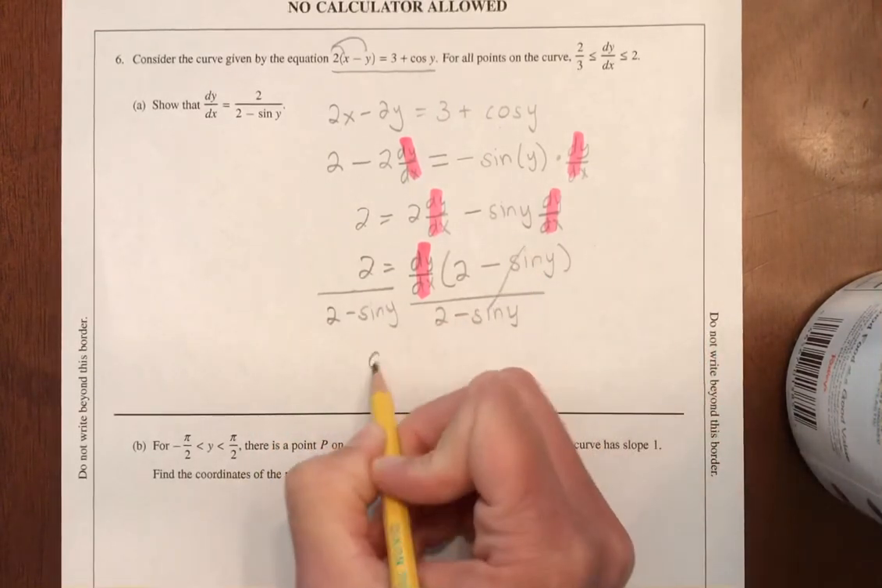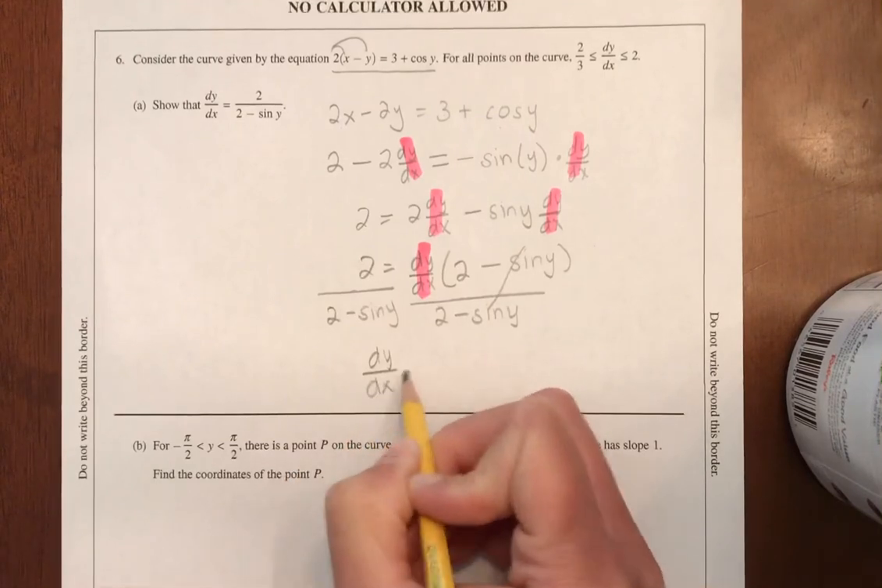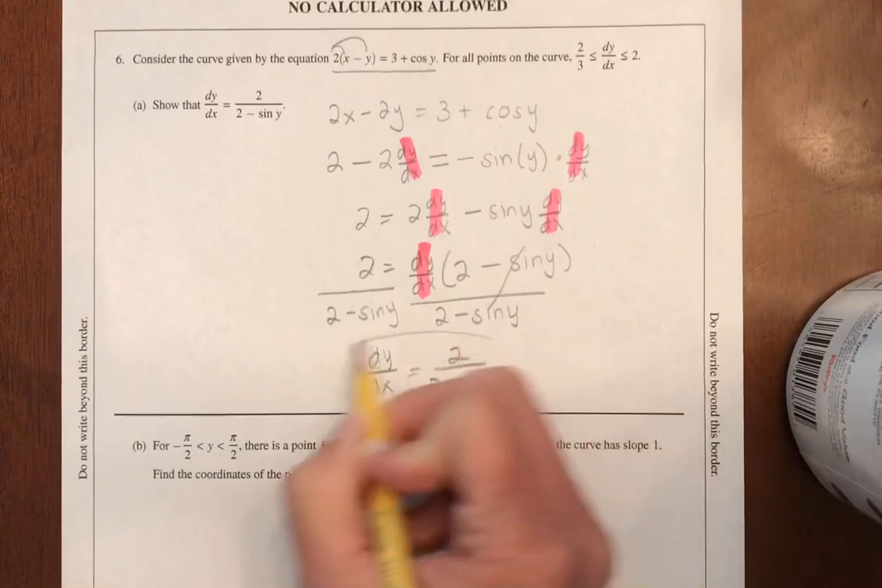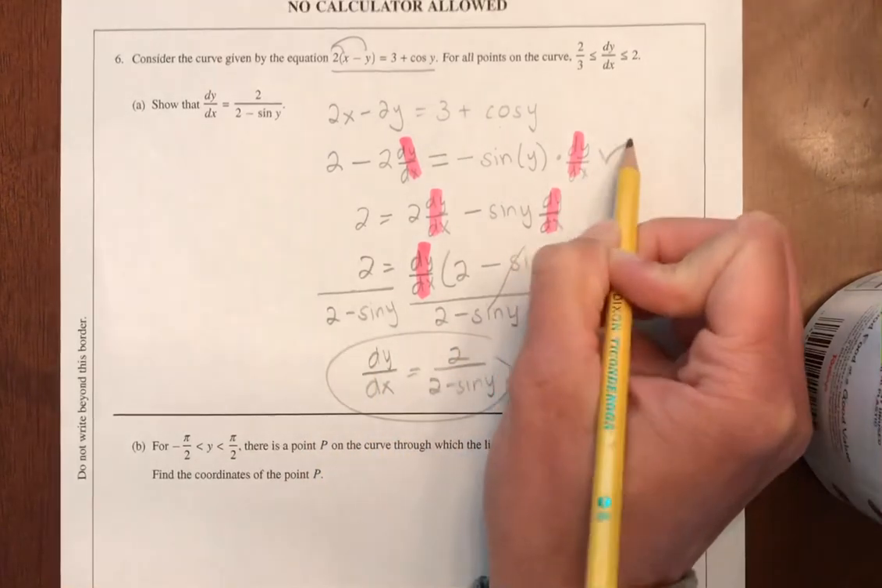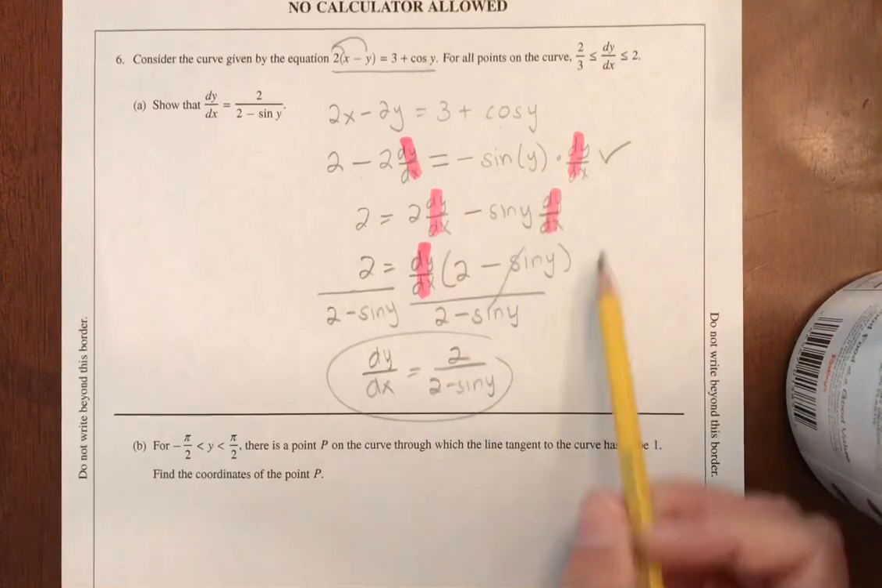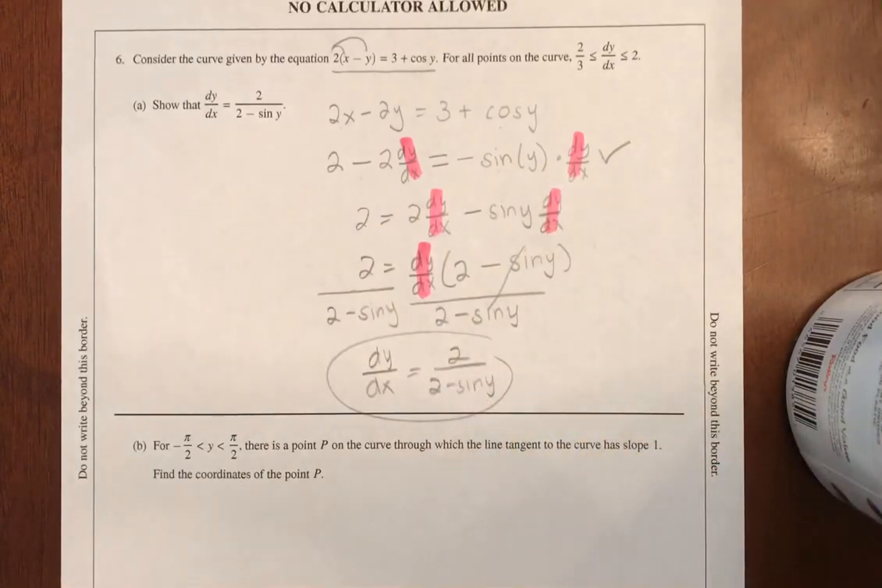So we earned 2 points here for showing that we used implicit differentiation and then solving for dy/dx. So the first point comes here where we took the derivative of every single term, and then the last point comes from solving. So that's part A.